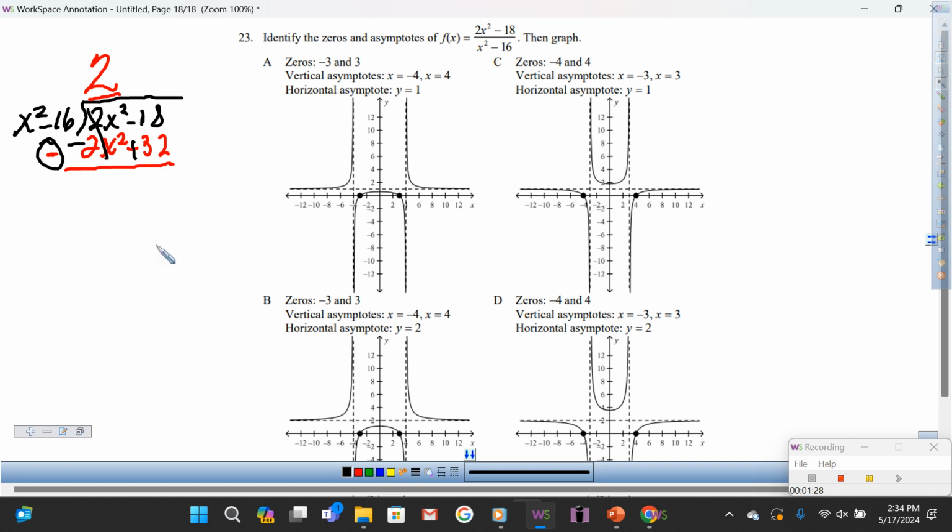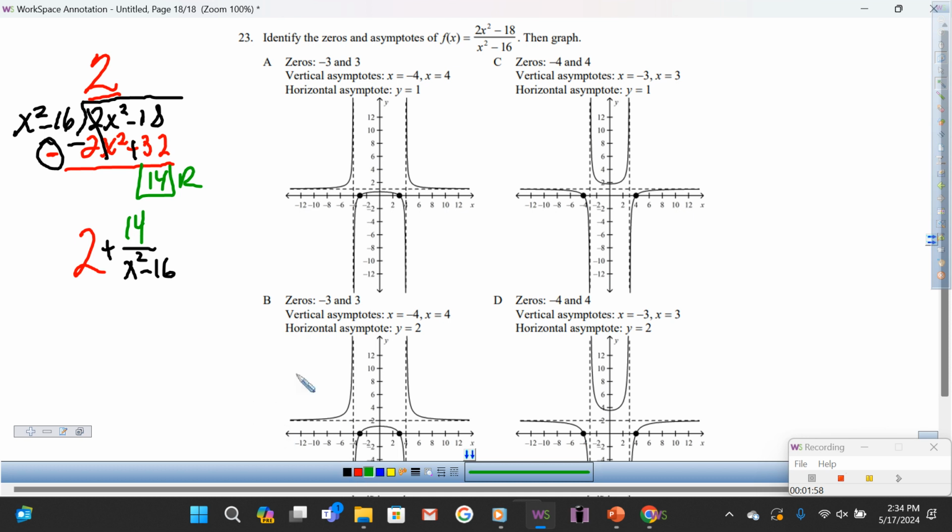So this cancels. And let's see, what is 32 minus 18? 14. That's our remainder. So how do you write that, Mr. Q? The answer is 2 plus a remainder of what? 14 over x squared minus 16.